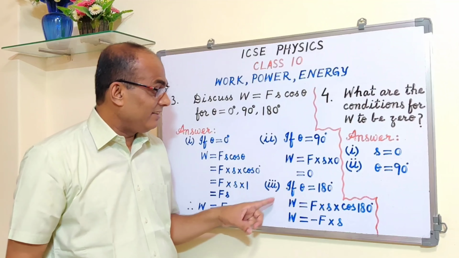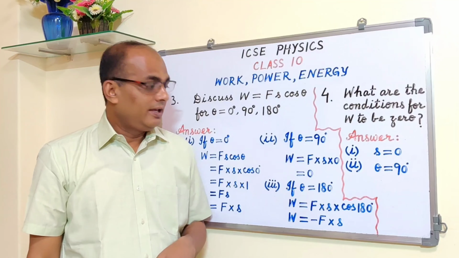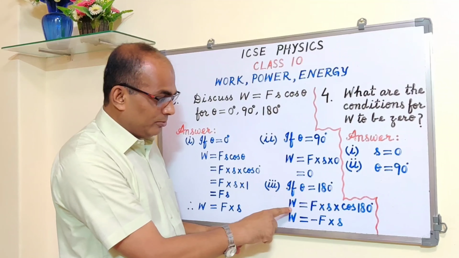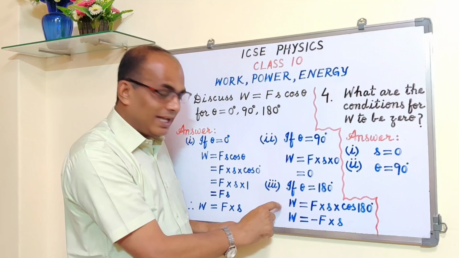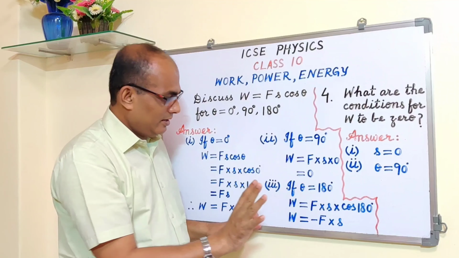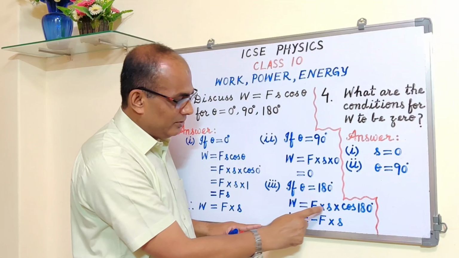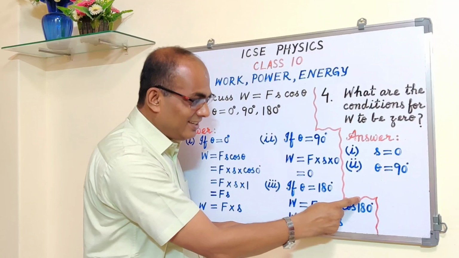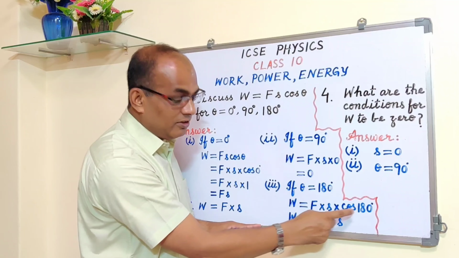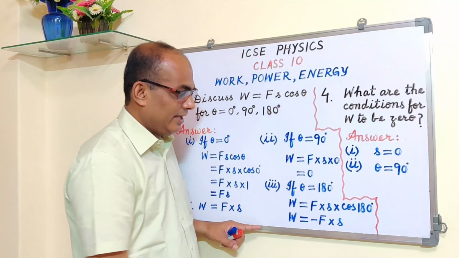The third special case is when theta is equal to 180 degrees. Again, write down the formula first. If theta is equal to 180 degrees, then write down the formula first. Beautifully write down, and then write down W is equal to Fs cos 180 degrees. First write down W is equal to Fs cos theta, and then write down W is equal to Fs cos, in place of theta 180 degrees.